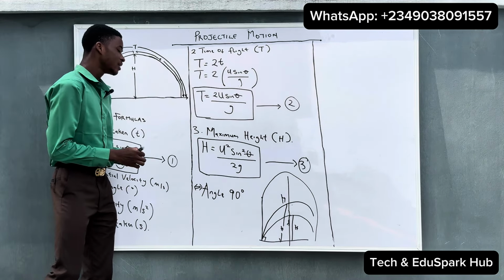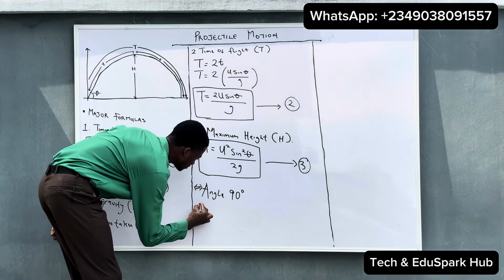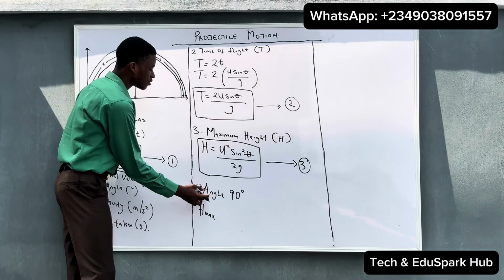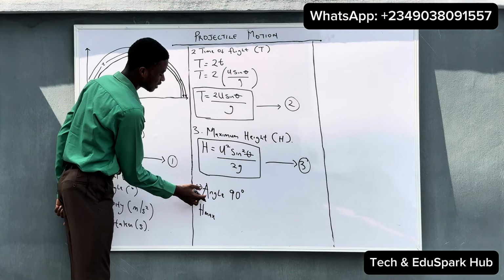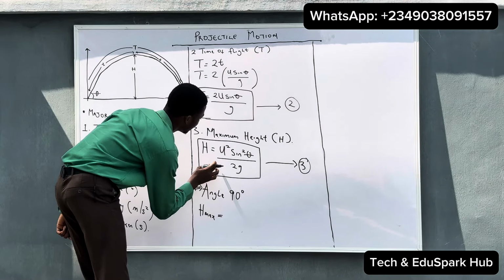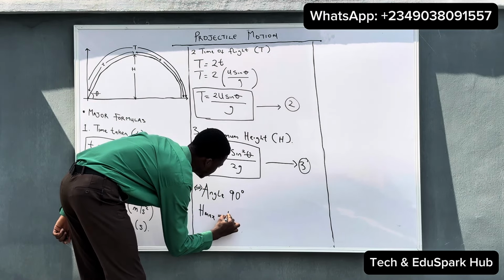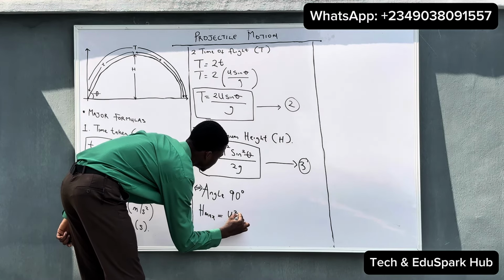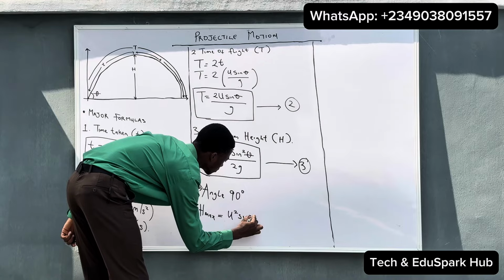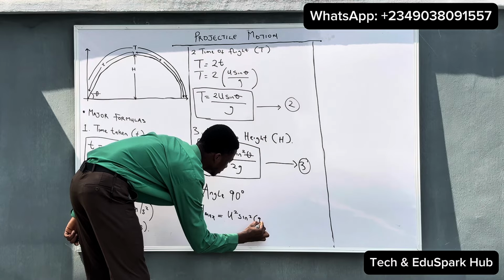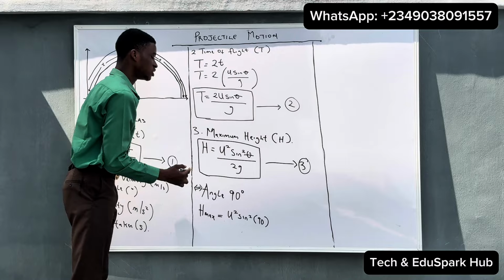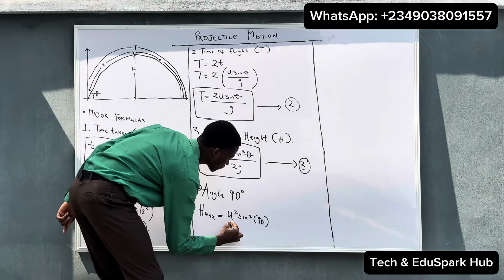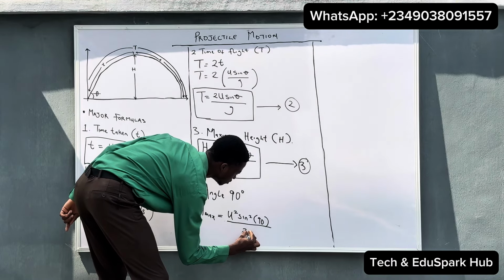So how do we get our H max? To get our H max, which is the maximum height, remember we said for a body to have the maximum height, it must be projected at angle 90 degrees. So we can put our 90 degrees into this formula. Let's say we have our H to be equal to U square sine square theta. So what is our theta? Our angle will be 90 degrees because that is the angle that a body must be projected to reach the maximum height. So our H max will be equal to U square sine square theta over 2G.